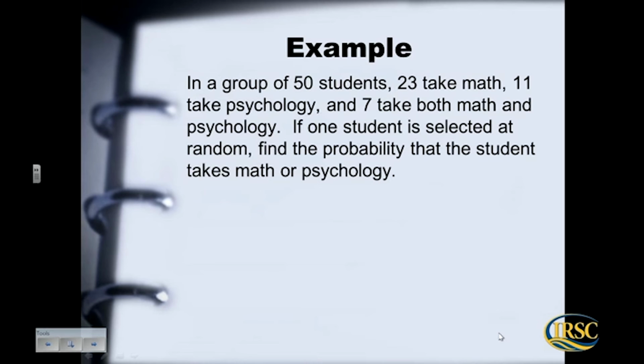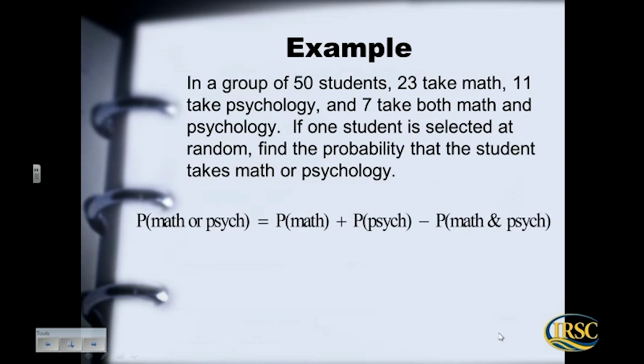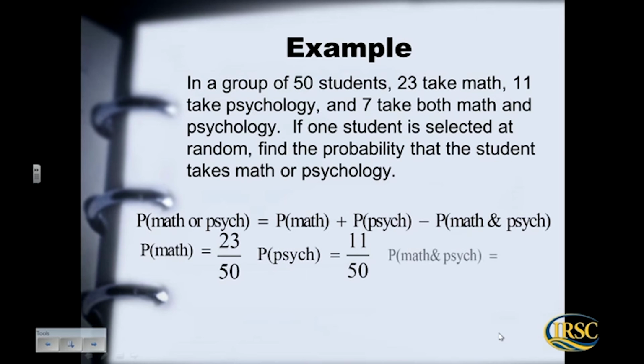All right, so working out our formula, the probability of math or psych means that you want to take the probability of math plus the probability of psych and subtract the probability that they're taking both math and psych at the same time. Okay, what is the probability that a student takes math? 23 over 50, good, because there are 23 total students who take math. What is the probability that the student takes psych? Okay, 11 over 50. Okay, and then the probability that they take both? 7. Yeah, I'm not putting it into the formula quite yet, just identifying each probability individually.